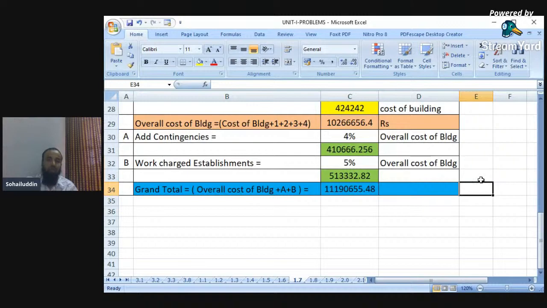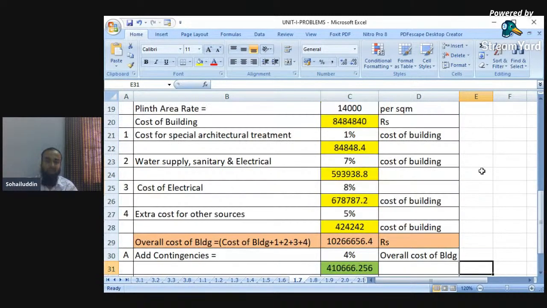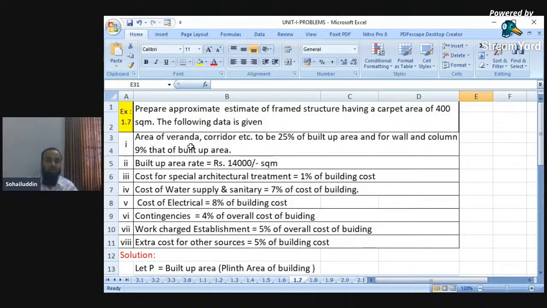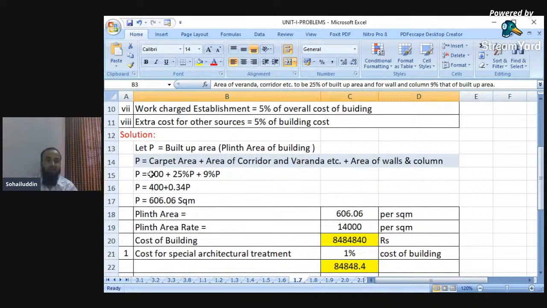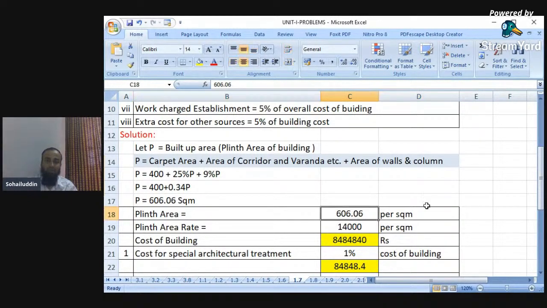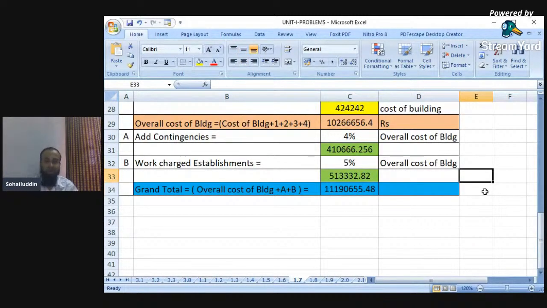So it is somewhat a different problem. In the last problems, we have seen directly the plinth area into plinth area rate and the various subheads, electrification, special architectural treatment, and different heads. But in this problem, the plinth area is not given directly. Here the percentage of area covered by plinth area is given, that is 25% of built-up area will be covered in plinth area, and of plinth area, wall and columns, 9% of wall area will be covered by walls. In this way, we have calculated the different heads, that is carpet area, area of corridor plus area of column. With some simple calculations of addition and subtraction, the plinth area comes up to 606. So multiplied by this. In this way, we have seen the problems related to the plinth area.